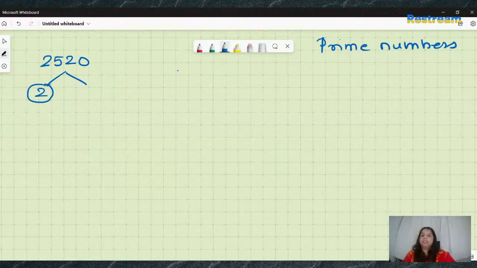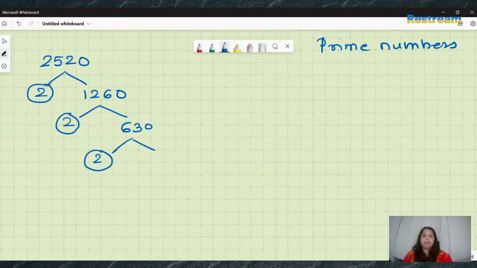So I get 1260. All the numbers that I am putting in a circle are the factors. Again, this number I will divide by 2. 630. Again, this number I will divide by 2. It's like making roots of a tree. We are going to the bottom of this. It's 315. We always start with the smallest root and then we go along.